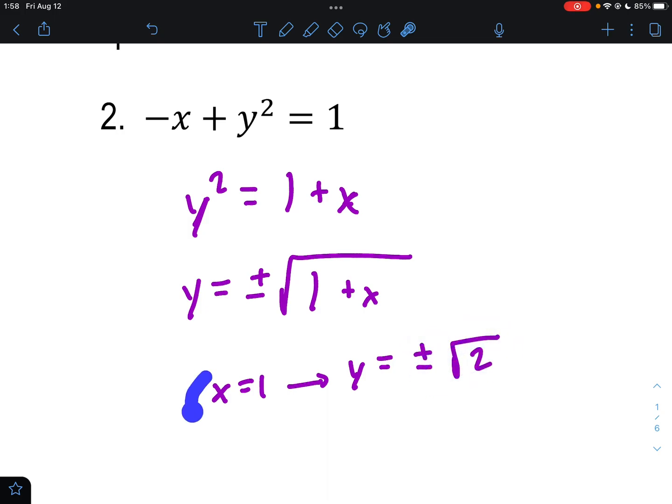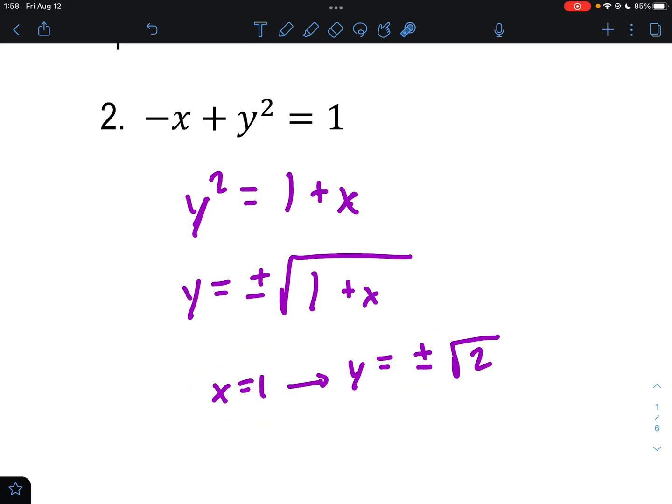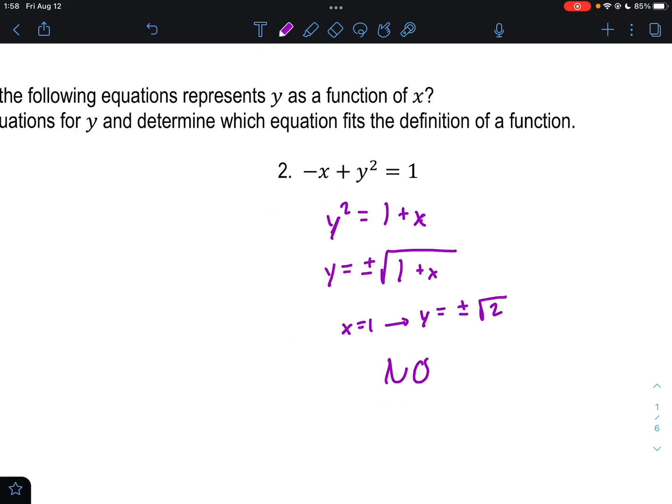So this input is going to give us two outputs. And in fact, that's true for pretty much every x out there. Okay, every x that works in this. So this would not be a function because there's at least one input where we get two separate outputs.